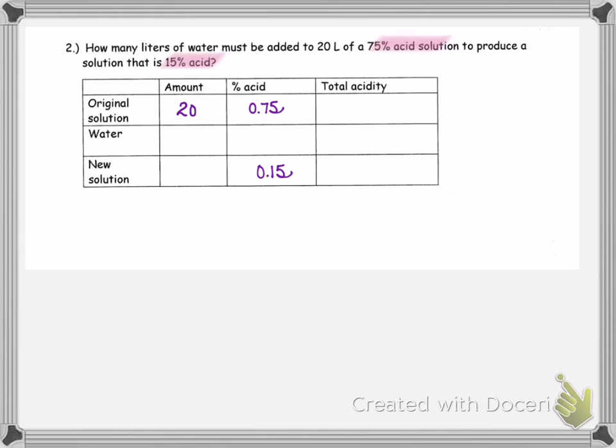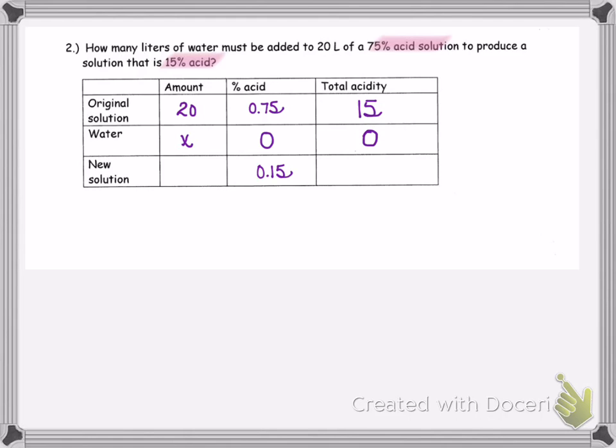And when I multiply these, the amount times the percent acid, it's going to give me a total acidity of 15. I want to know how many liters of water must be added. So I don't know how much water, and this is 0% acid. When you multiply x by 0, the x cancels out. So we really just have 0 for total acidity.